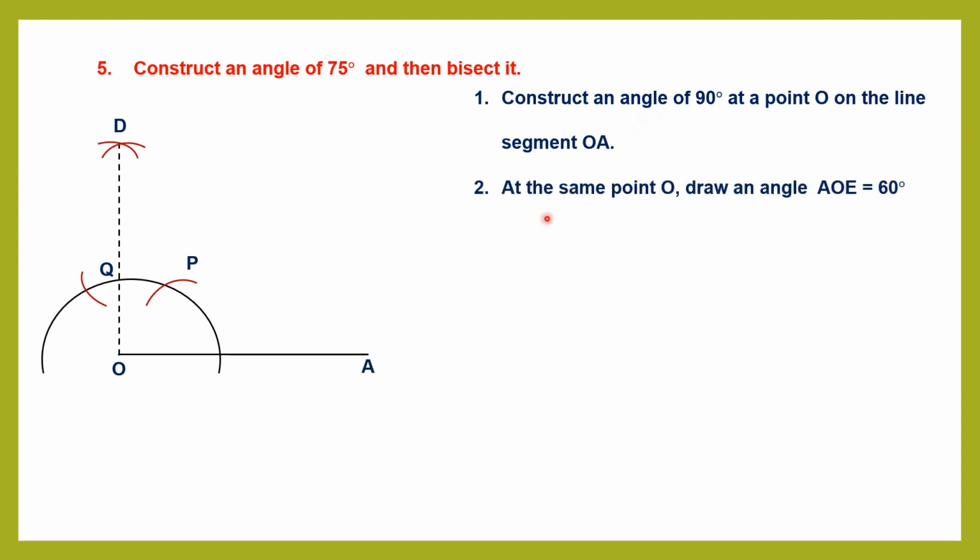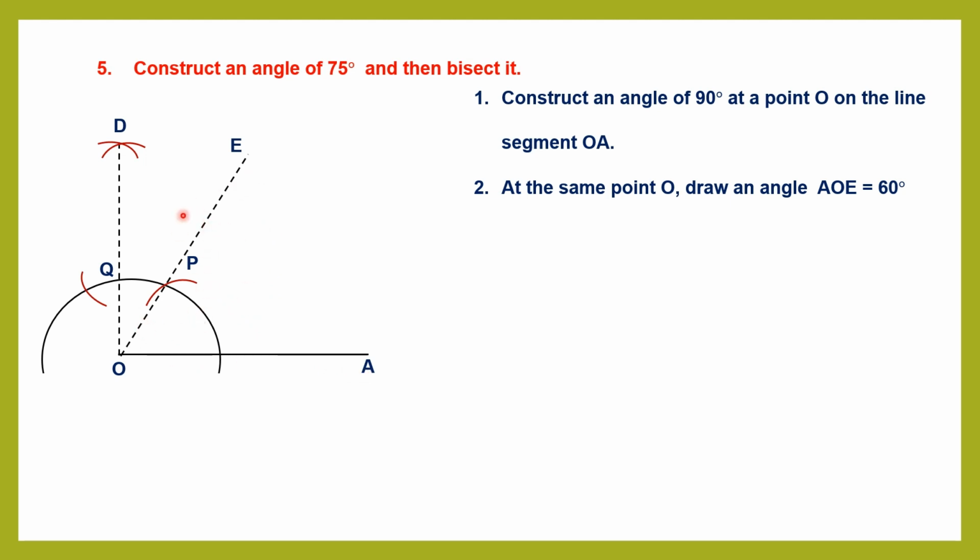Then second step, at the same point O, draw an angle AOE equals 60 degrees. So here we have AOD is equal to 90. Now at the same point we are going to construct an angle of 60 degrees. Remember always this first arc that you cut from here is 60 degrees. Second arc is 120. So this is 60 degrees. So all you have to do is draw a line through that. So now mark that point as E. Now what do you have? You have angle AOE. This much is 60 degrees.